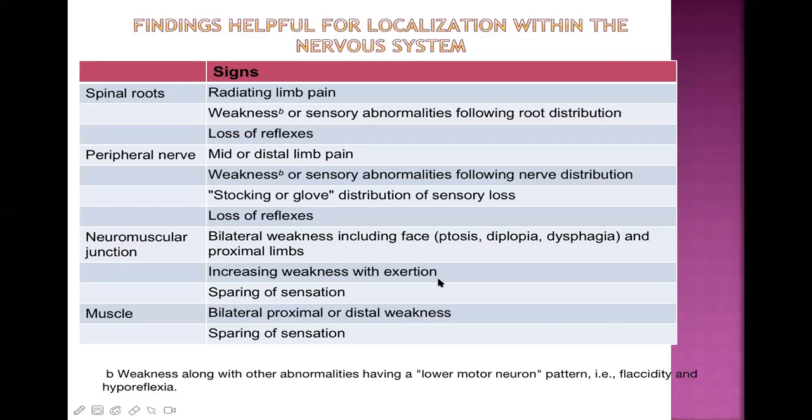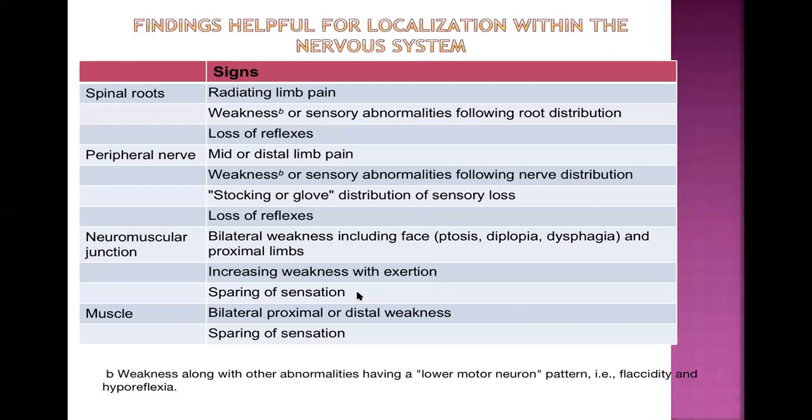Increasing weakness with exertion is another important point of neuromuscular junction lesion. In the morning, when the patient wakes up from bed, the strength in the muscles is all right, but throughout the day, because of increasing exertion, the muscles will become weaker and weaker. This is the hallmark of neuromuscular junction lesion.